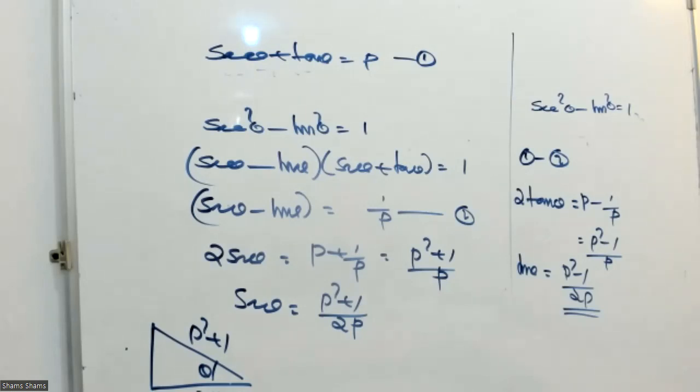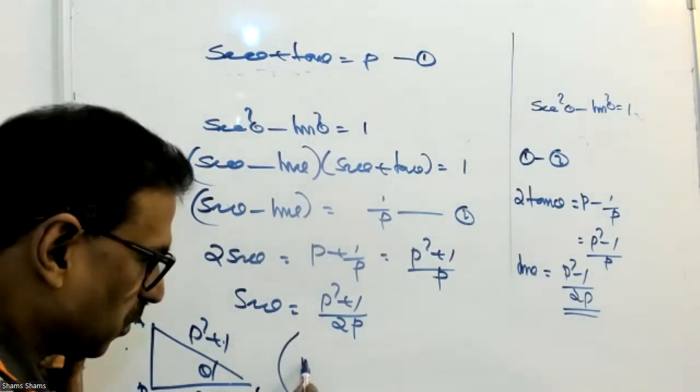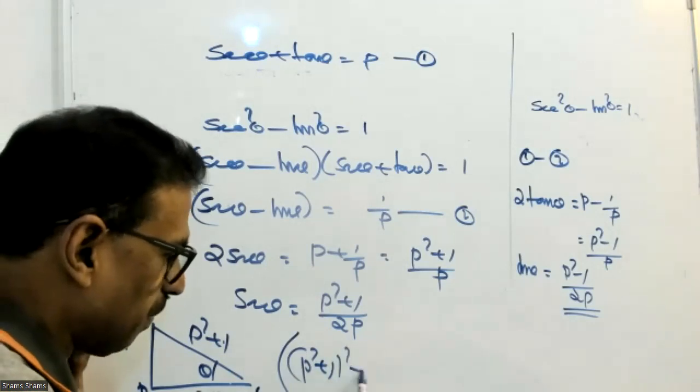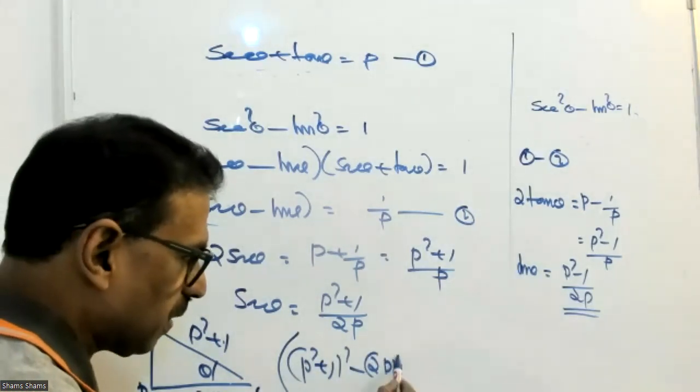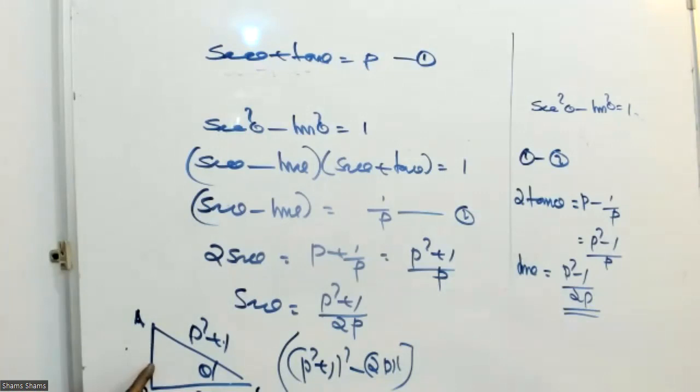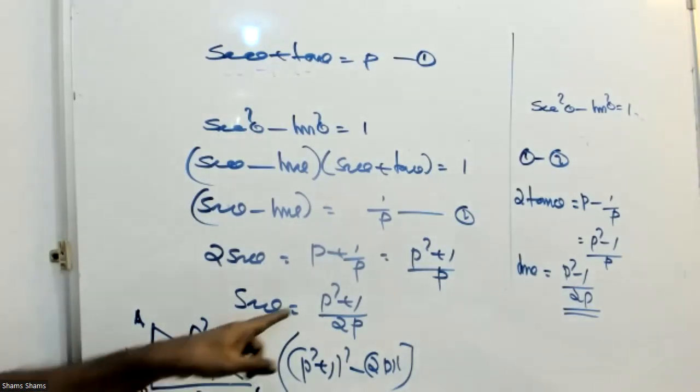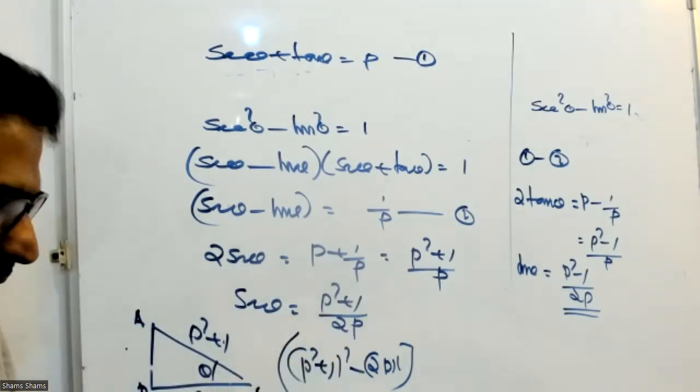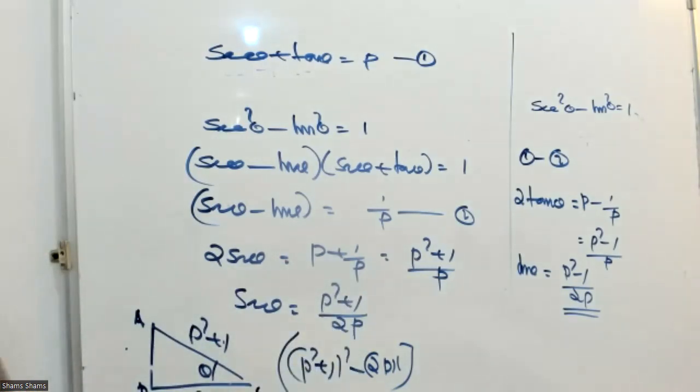If in case you cannot remember this, you can go to this: follow this one. Look, (P square plus 1) and 2P. So what do you get? A, B, C. You can find the third side: (P square plus 1) whole square minus (2P) whole square. That way you can find it. Better you find it this way. Clear or not? After getting sec, try this one. Are you okay or not? You scared or not? Okay, then try.